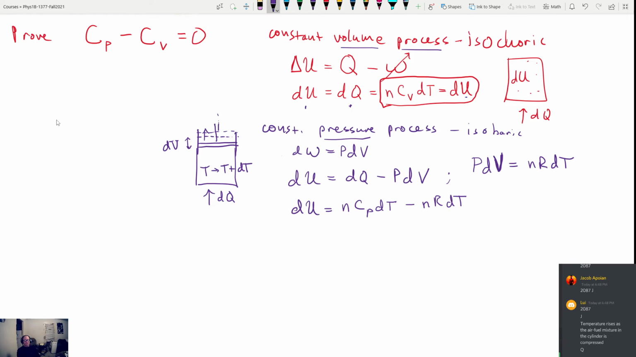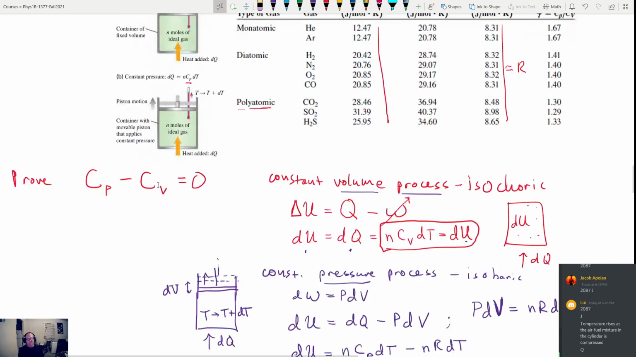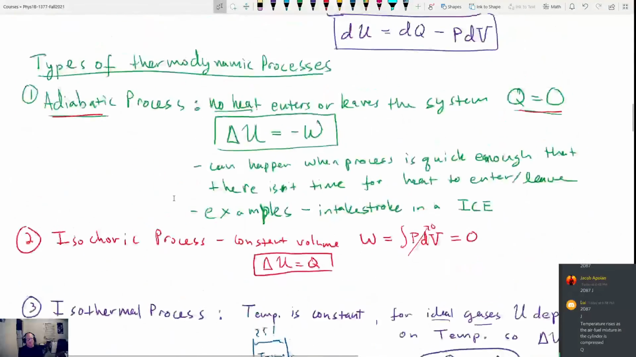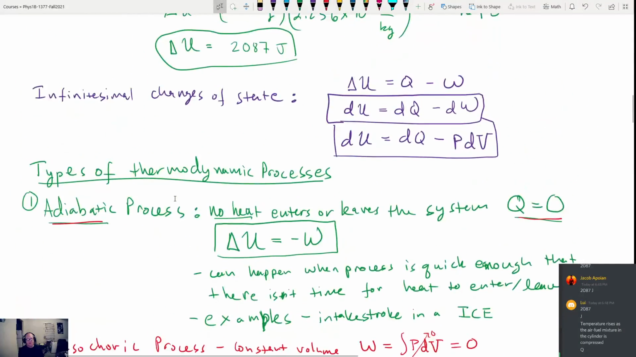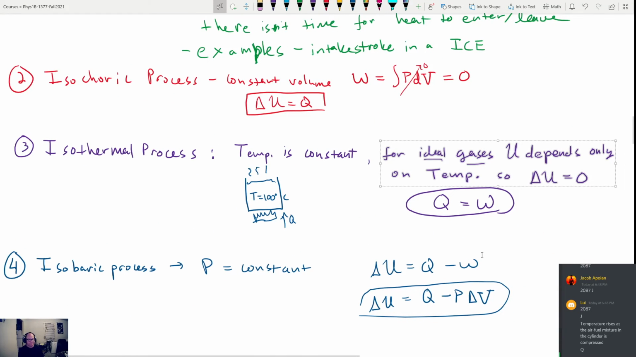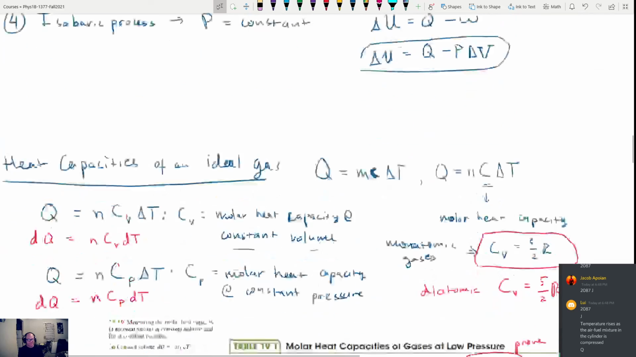Okay, so here's the argument. Whatever the change in internal energy is in the constant volume process, it should be equal to the change in internal energy in the constant pressure process. And the reason why is what we said a couple lines ago, which is that, where did I write it down? Oh, here we go. For an ideal gas, U depends only on temperature. It only depends on temperature.